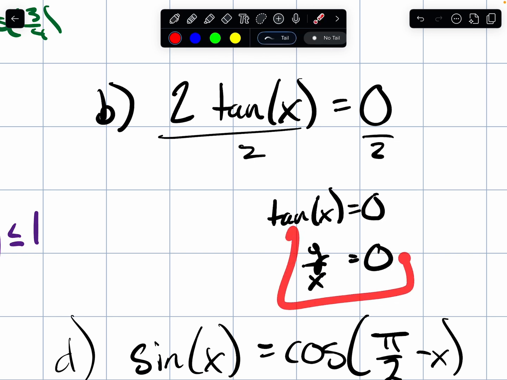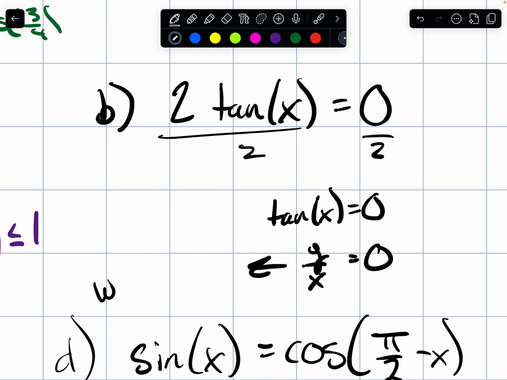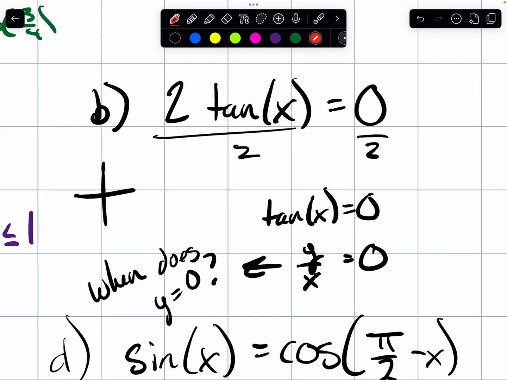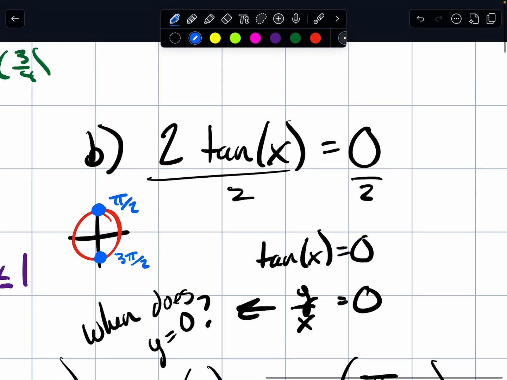So in order for this to equal 0, my top needs to be 0. So really the question I need to ask is, when does y equal 0? And we know if I just throw up a really quick axis and maybe a mini unit circle, my y is equal to 0 when I'm up top and down low. So that's pi over 2 and 3 pi over 2. And let me read: sometimes, always true, give the x values that make it true. So this is sometimes true, depending on your x values.